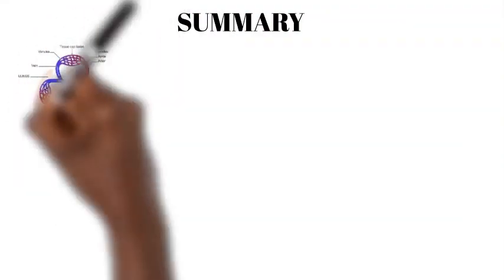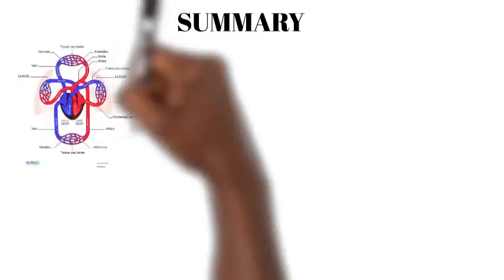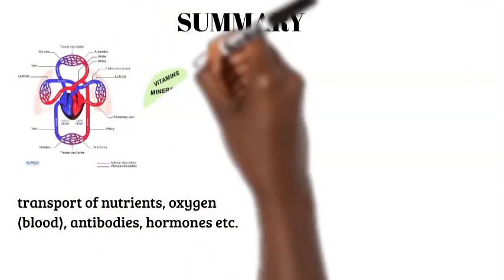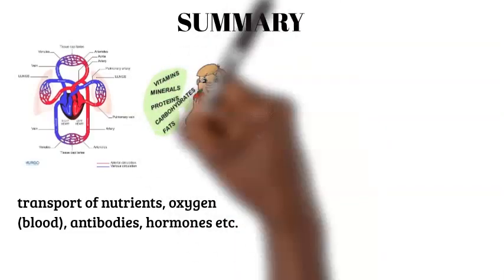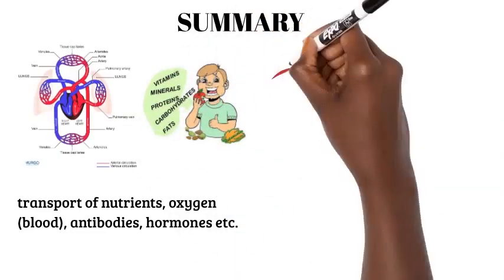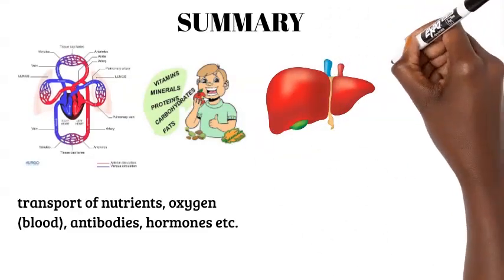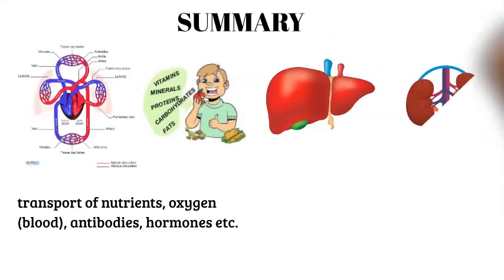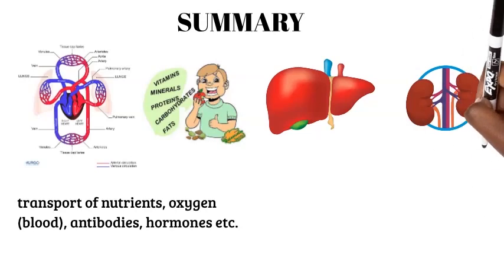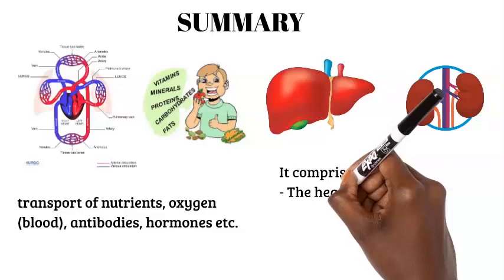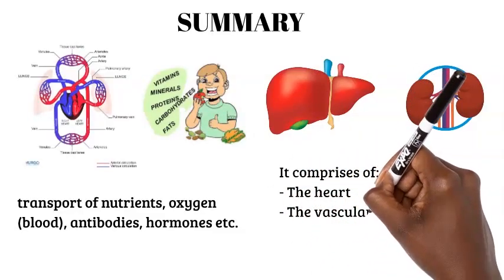So, in summary, the cardiovascular system is a very important system in our body as it helps in the transport of nutrients, blood, antibodies, and many others to the tissues and their metabolic waste product away from the tissues to the excretory organs for them to be excreted. It comprises of the heart and the vascular system.